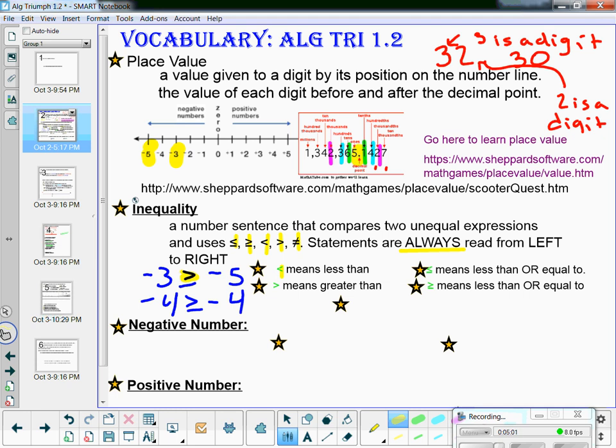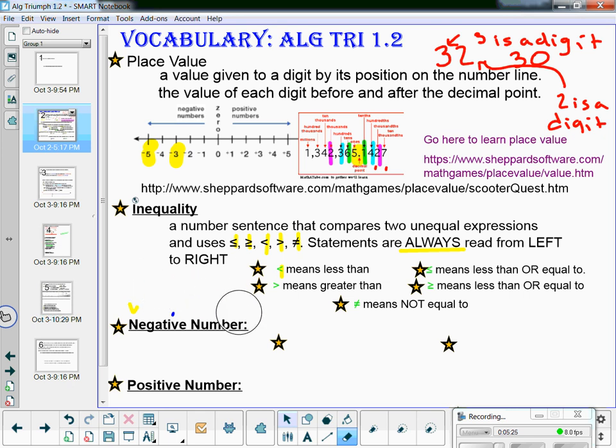-3 is on the right. So -3 is greater than -5. Remember that negative. Finally, our last one, negative 4. Is negative 4 greater than negative 4? No. Is it equal to? Yes. So both of these statements have the correct symbol. Finally, not equal to. We use this one with negative 3 is not equal to positive 3. Simple as that.